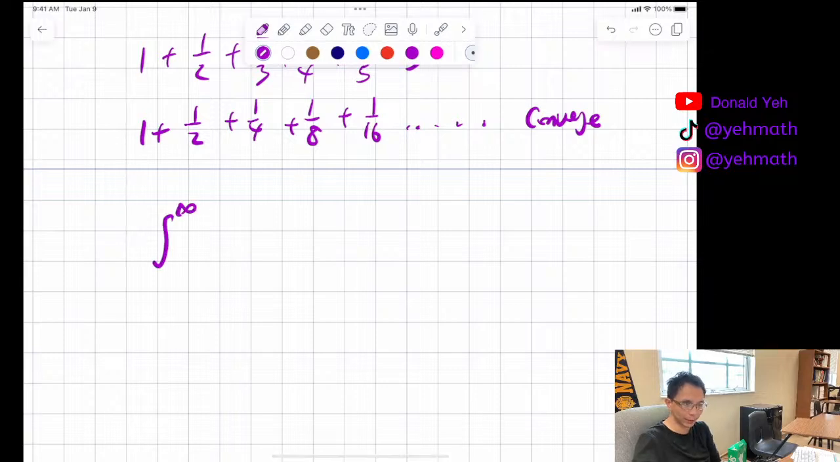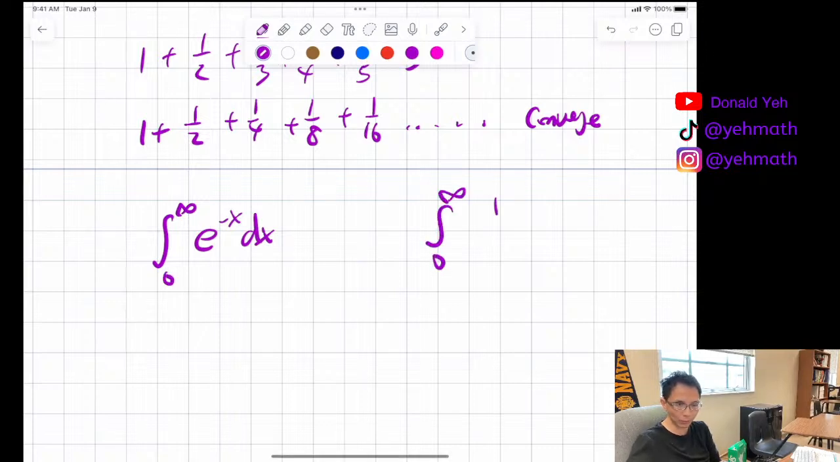One is the integral from 0 to infinity of e to the negative x dx. And Anthony already tried this one. The other is from 0 to infinity of 1 over x squared plus 1 dx. That's the question that we did the other day in math competition. And those are improper integrals.